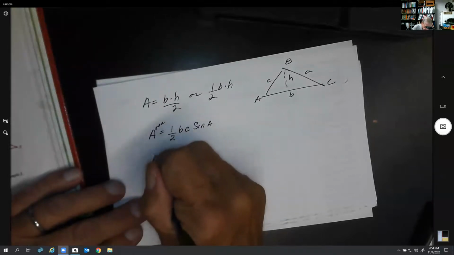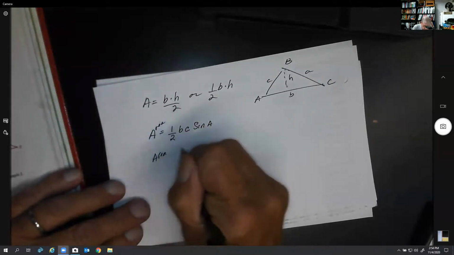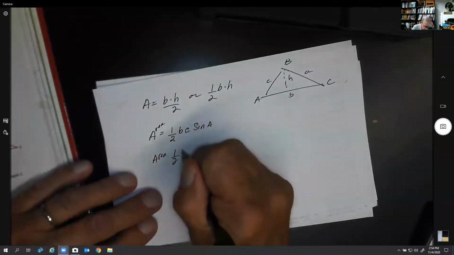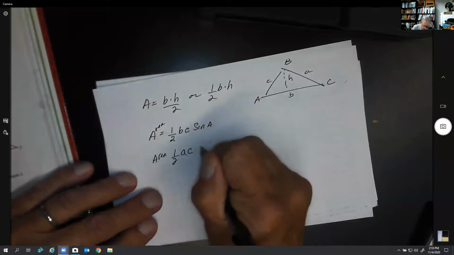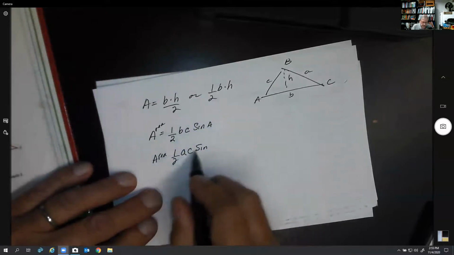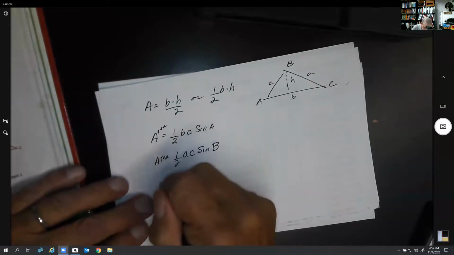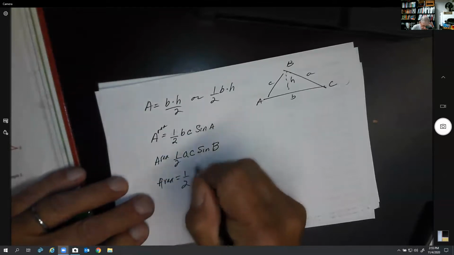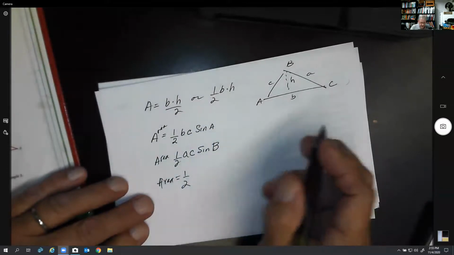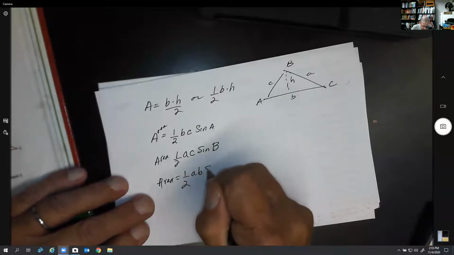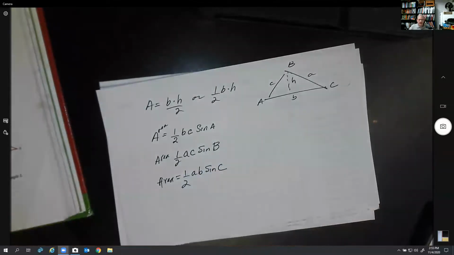The area could also be, because maybe we don't know these two things, AC sine what? Missing number B. I bet that would work. Or the area could be 1/2, let's see, we use BC, AC, AB, sine C. So any of those will work.